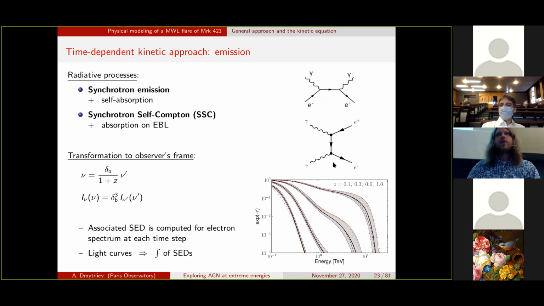And you have attenuation of the very high energy flux, and this plot shows you this effect. So depending on the redshift and energy, typically about 1 TeV, especially with redshift, you are heavily absorbed.